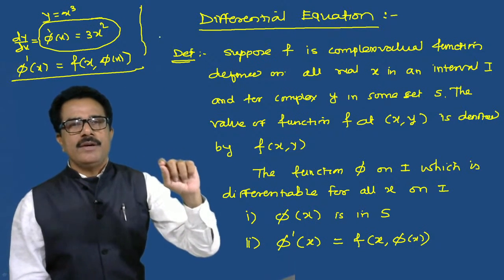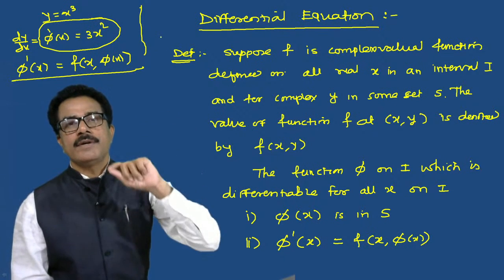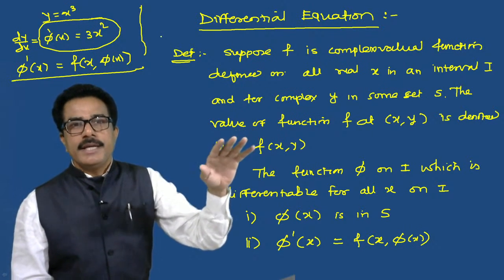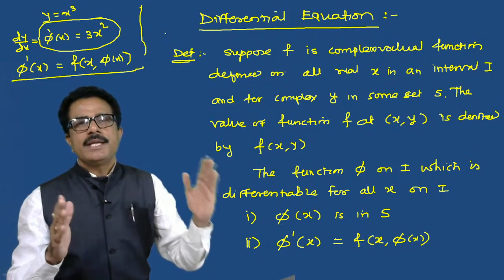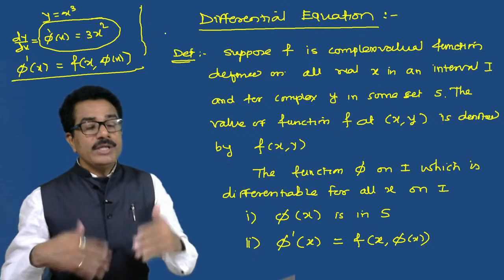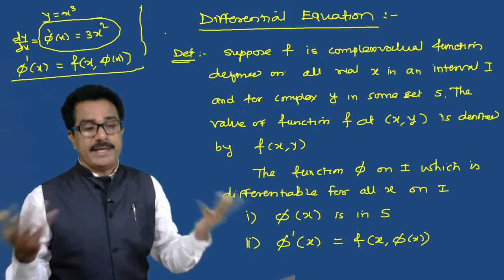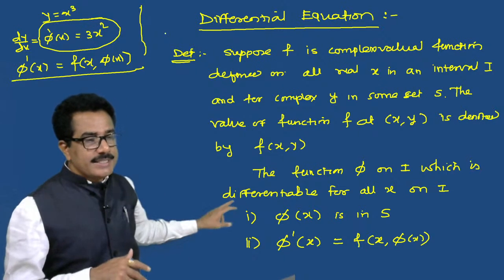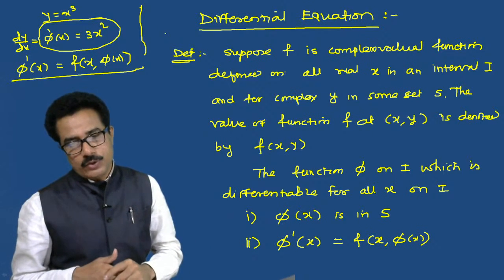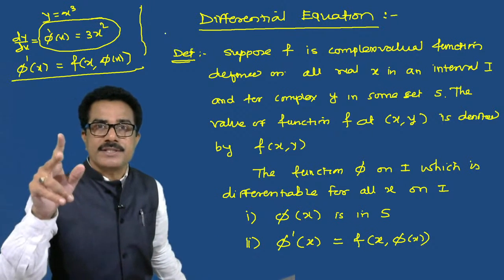If y is equal to x cube, for this particular example, y is equal to x cube is a complex valued function, and it is differentiable for all x in an interval. Your interval means suppose a to b, whatever that interval may be. Okay, then we introduce a new function phi, which is differentiable for all x on I, such that again phi of x is in that domain. So this differential equation or this function phi of x is another function.